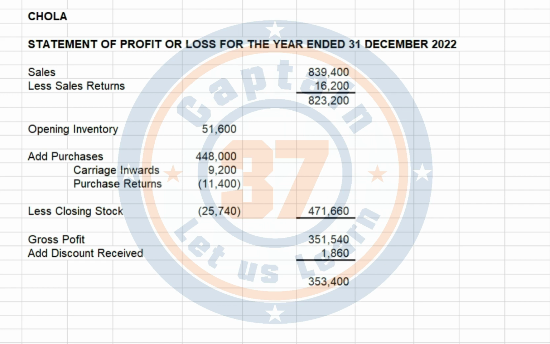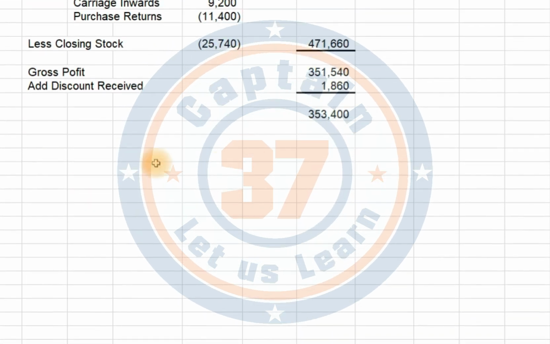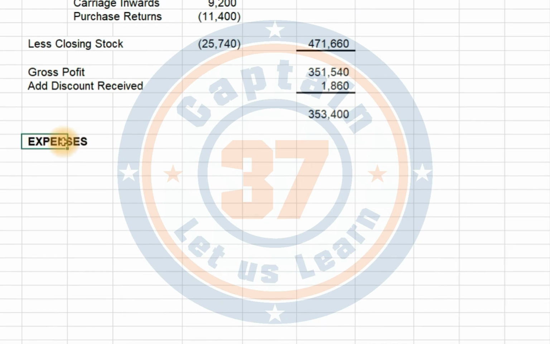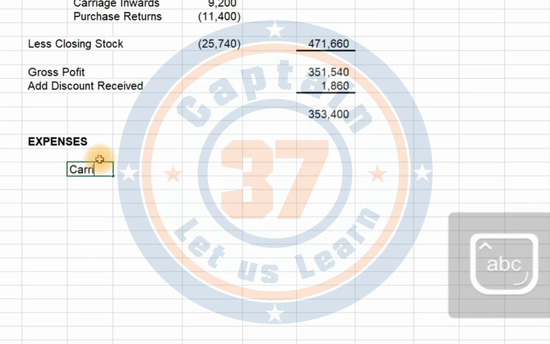But we have laid a very strong foundation. What we need to do now is proceed and take note of expenses. We can identify the expenses from the trial balance. What are these amounts that the business incurred? There are a number of them. One of them is carriage outward. Carriage outward is the exact opposite of carriage inward.